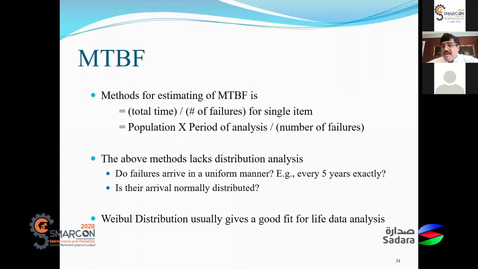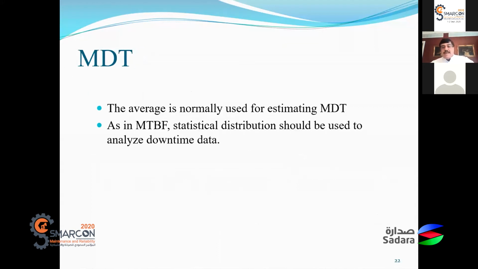So what is MTBF? MTBF is basically the total time divided by the number of failures. So if you have a period of 10 years, for example, with 5 failures, your mean time between failure is 2 years. And of course, you need to adjust for it if there is a population of equipment, so you need to multiply by the number of equipment. Mean downtime is normally estimated by taking data on the single downtimes and taking the average, and that average means the mean, so that's the mean downtime.